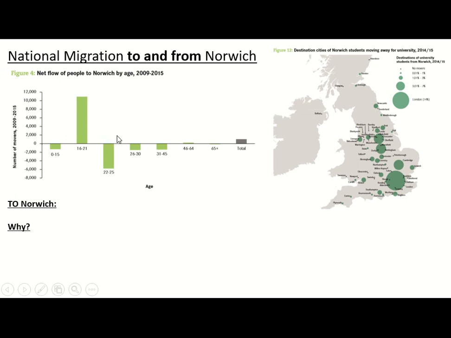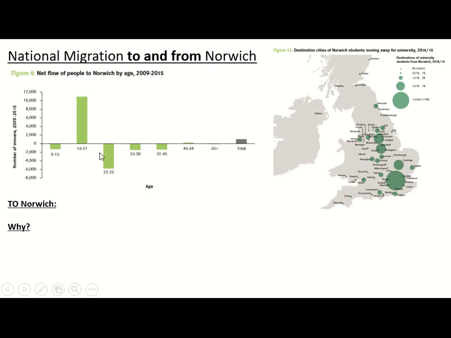And this really is just another graphic that shows a few things linking to the UEA as well. We talked about students moving away, and this bar chart is probably the best at showing this. So you can see the biggest bar, people moving into Norwich, is from the age ranges of 16 to 21. And then you've got some early retirees maybe coming to Norwich, a small number, 46 to 64. Every other age category is actually people leaving Norwich more than arriving.